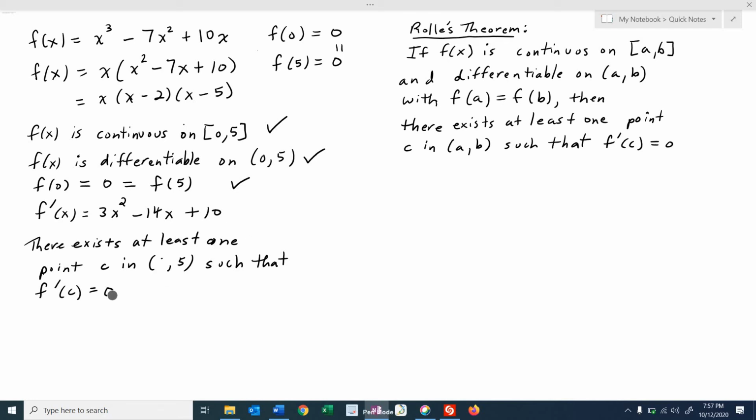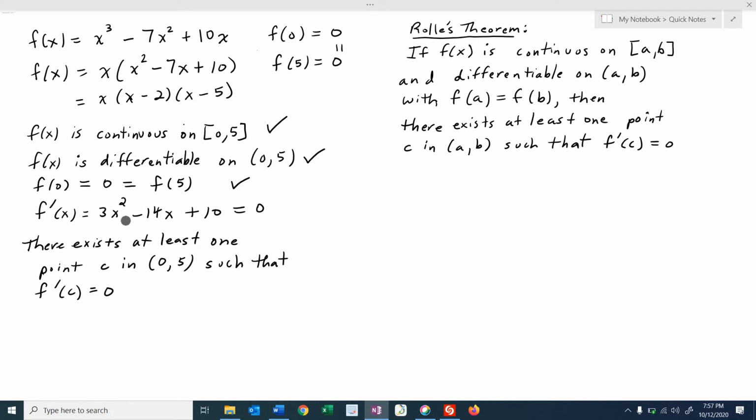Okay, so then the next thing we're going to do is try to find at least one point C in the interval from 0 to 5 where the derivative evaluated at C is equal to 0. So how do we do that? We know one exists, right? By the theorem, there exists at least one such C value that makes the derivative equal to 0, but how would we find it? Well, the obvious answer is to go to the derivative, set it equal to 0, and find out when that happens.